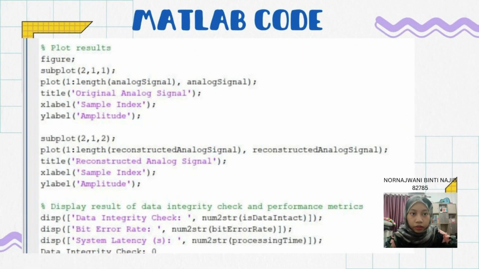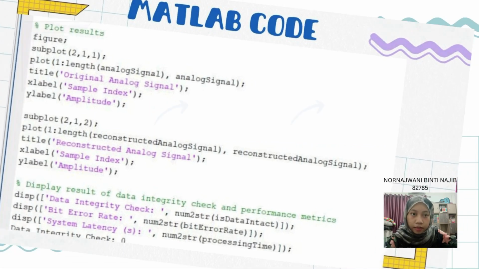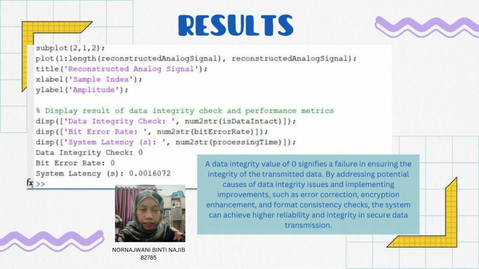Finally, the original and reconstructed analog signals are plotted for visual comparison, providing insight into the effectiveness of the transmission and reconstruction processes. For the result, a data integrity value of 0 signifies a failure in ensuring the integrity of the transmitted data. By addressing potential causes of data integrity issues and implementing improvements such as error correction, encryption enhancement, and format consistency checks, the system can achieve higher reliability and integrity in secure data transmission.